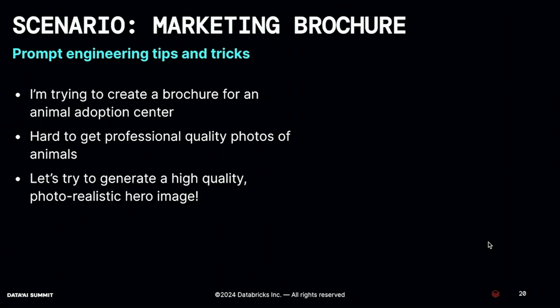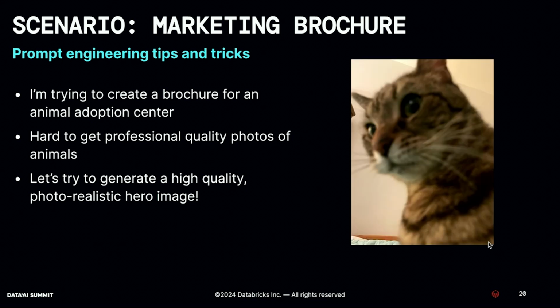And kind of wanted to illustrate some prompt engineering tips and tricks based on a simple scenario here. So let's say I work for an animal adoption center, and I'm trying to create a brochure, but I have a pet at home. For anybody who has pets at home, we all know how difficult it can be to take high quality photos of our animals. And so if you try at home, you might end up with something like this.